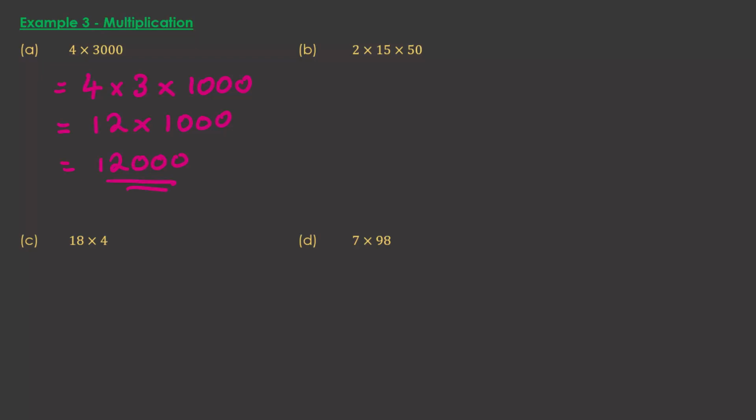For the second one, if we just multiply in a different order here, I can see that 2 times 50 is 100. So let's do it in the order 2 times 50 times 15. And then that's 100 times 15, which is 1,500.